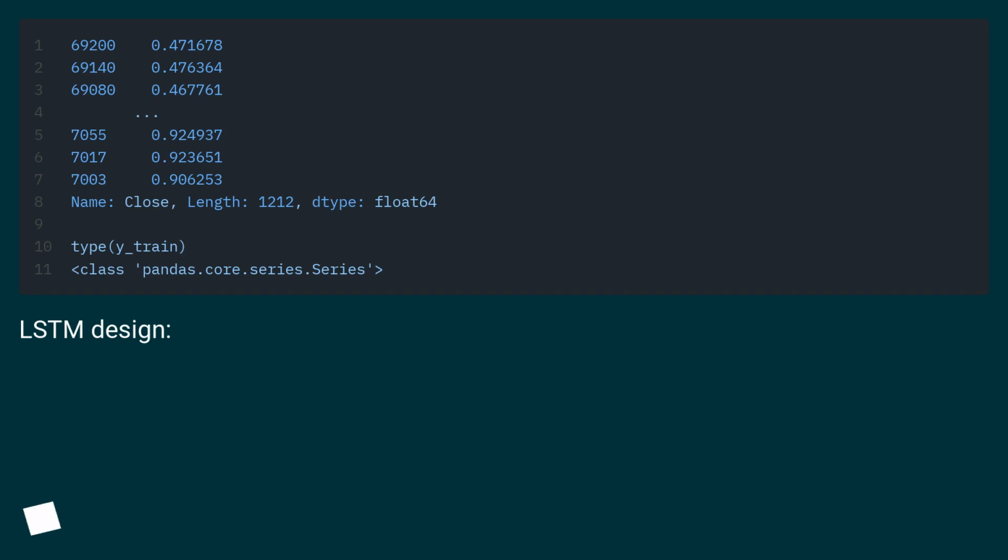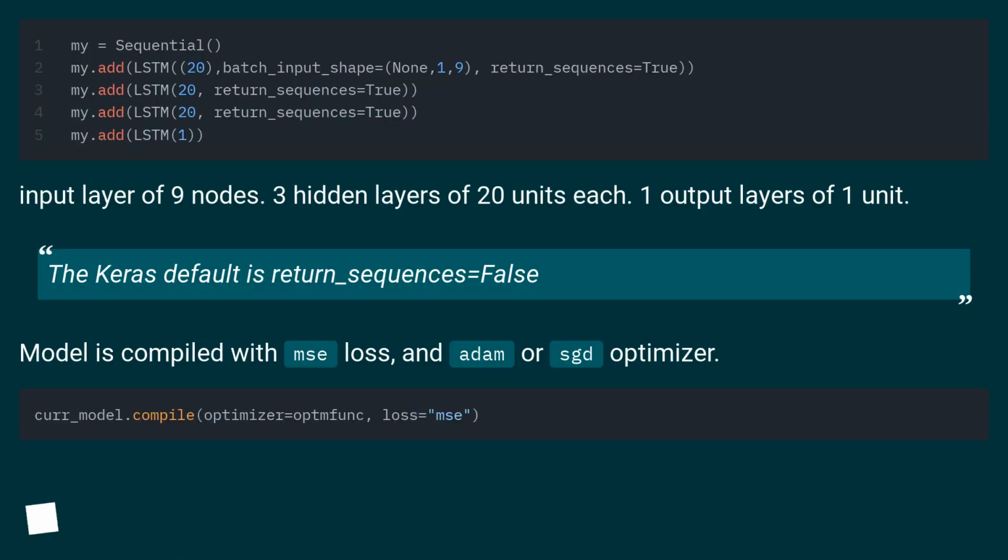LSTM design. Input layer of 9 nodes, 3 hidden layers of 20 units each, 1 output layer of 1 unit. The Keras default is return_sequences equals false. The model is compiled with MSE loss and the Adam or SGD optimizer.